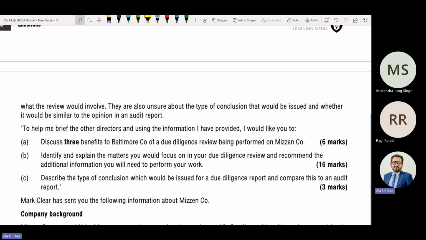To help me brief the other directors, and using the information I have provided, I would like you to discuss three benefits to Baltimore company of a due diligence review being performed on Vision company. So we need to provide three benefits of a due diligence review of Vision company for Baltimore company. Is that similar to the requirement of the Jacob question? The previous question? No, in that question, they asked for the external due diligence benefit. Now they are asking for the benefits of due diligence. So what are the benefits of due diligence?